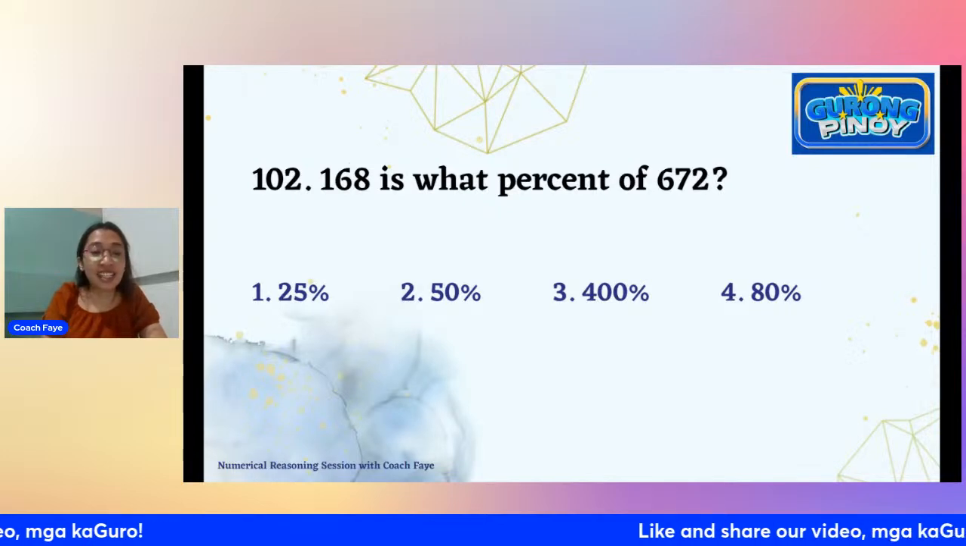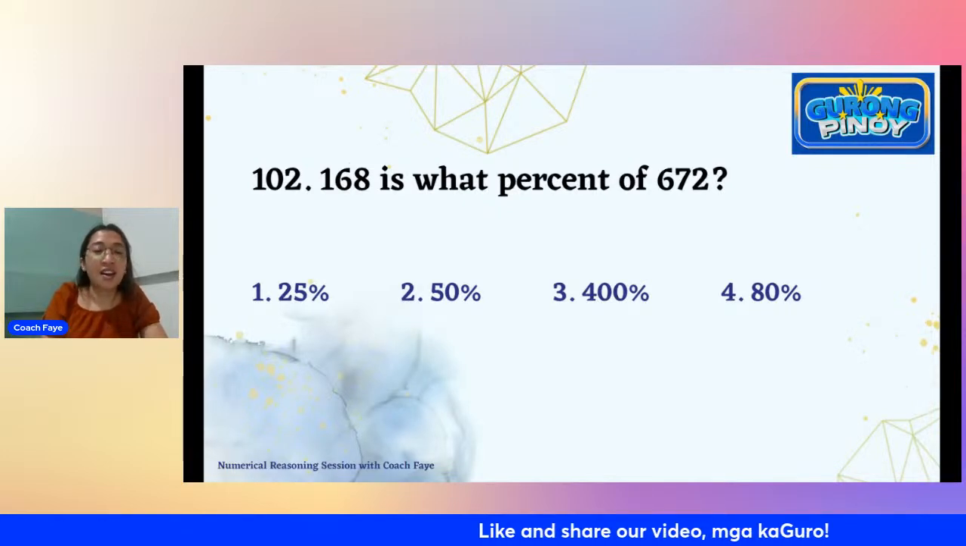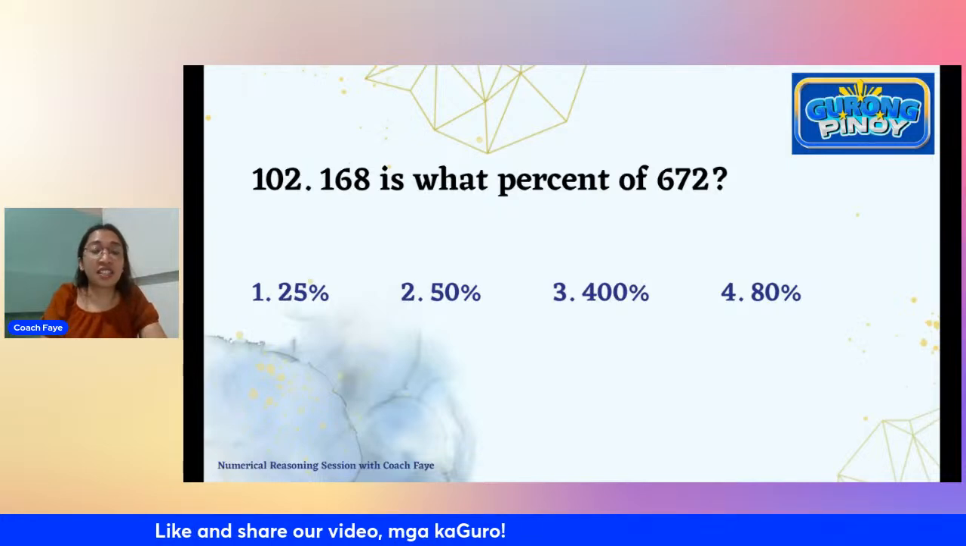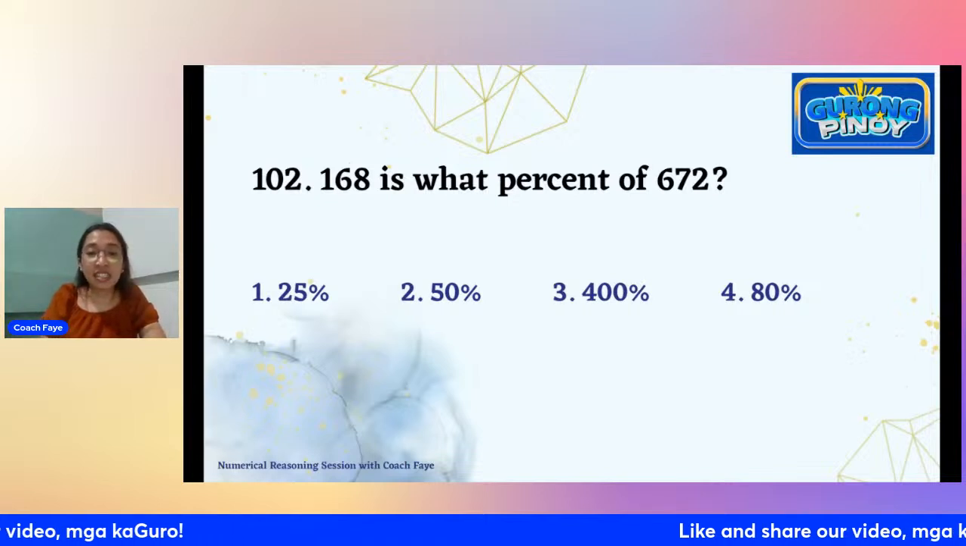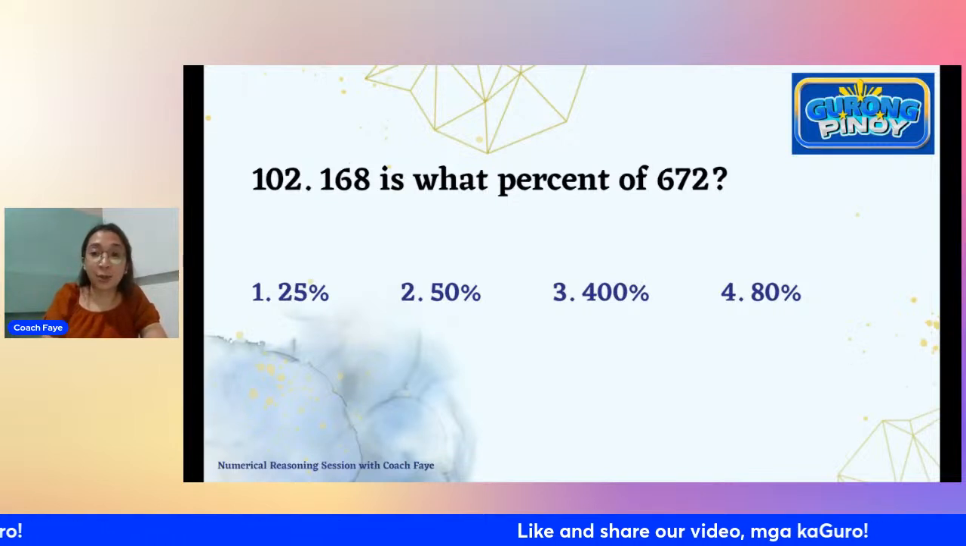Ayan. Oh. Here's our item number 102. 168 is what percent of 672? Is it 25%, 50%, 400%, or 80%?